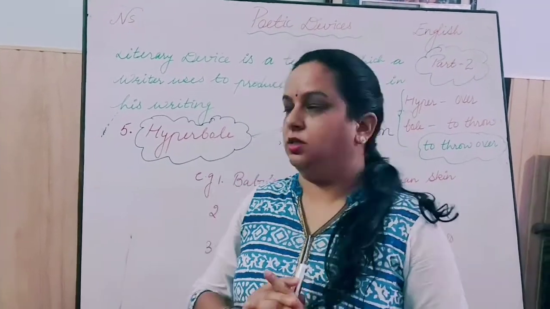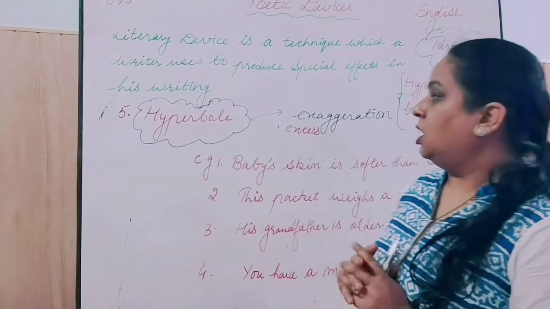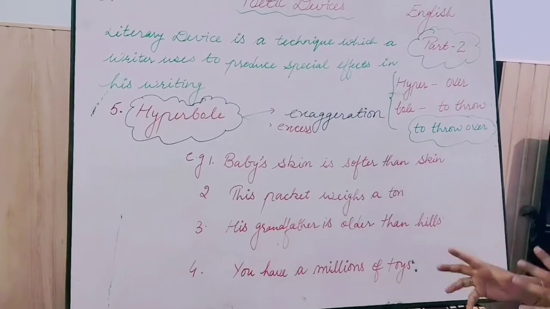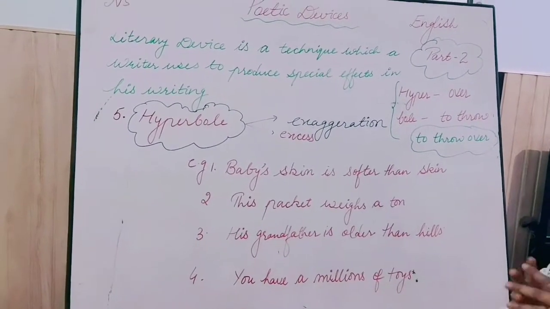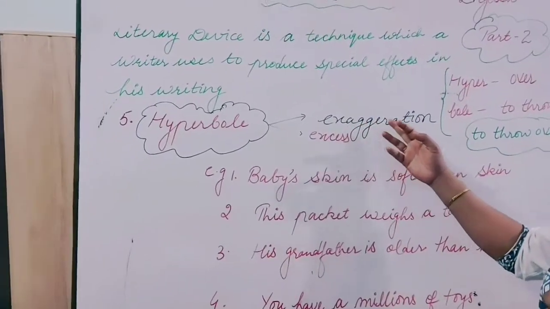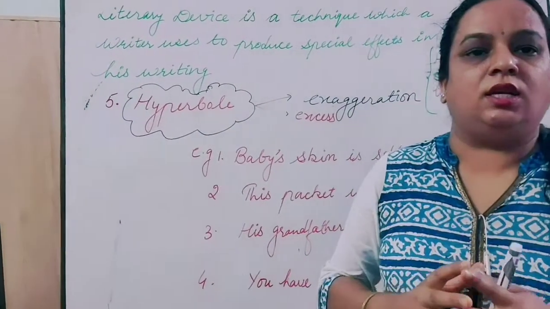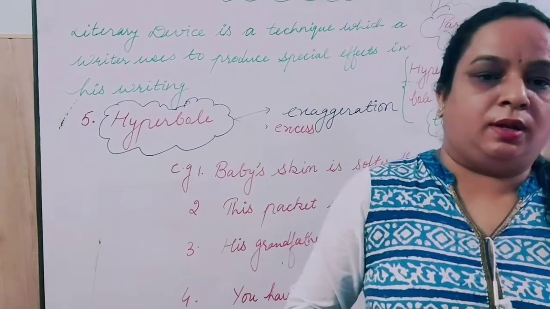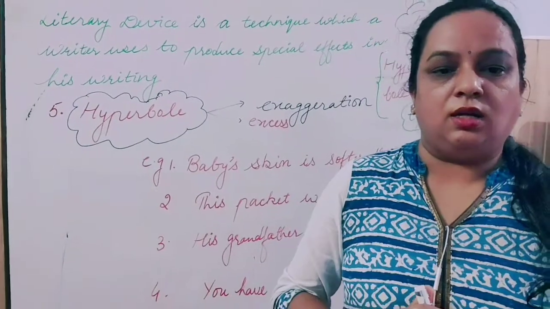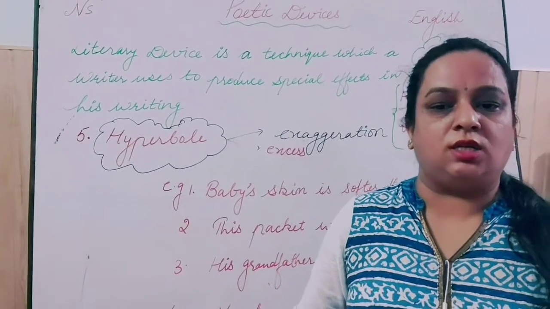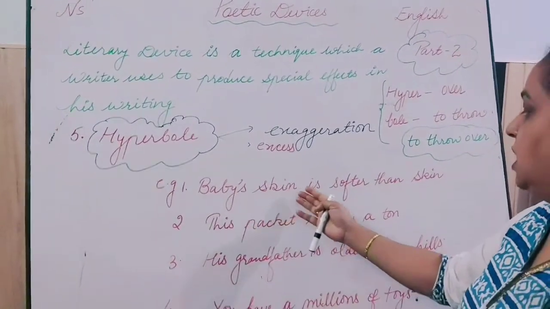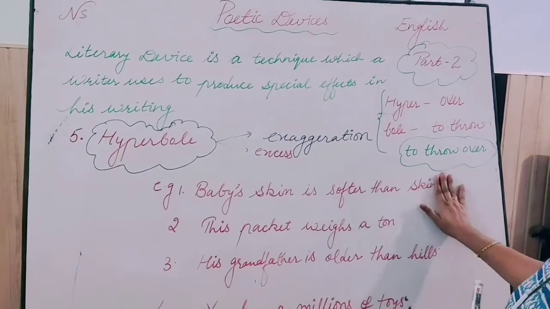Our next poetic device is hyperbole. Let's see the meaning of hyperbole. Hyper means over and bole means to throw. So it means to throw over, to do the excess of something or to exaggerate something. When we exaggerate something, it is known as hyperbole. So we can say hyperbole is an exaggerated statement that we can use to stress some strong feelings, but not literally. For example, baby's skin is softer than silk.